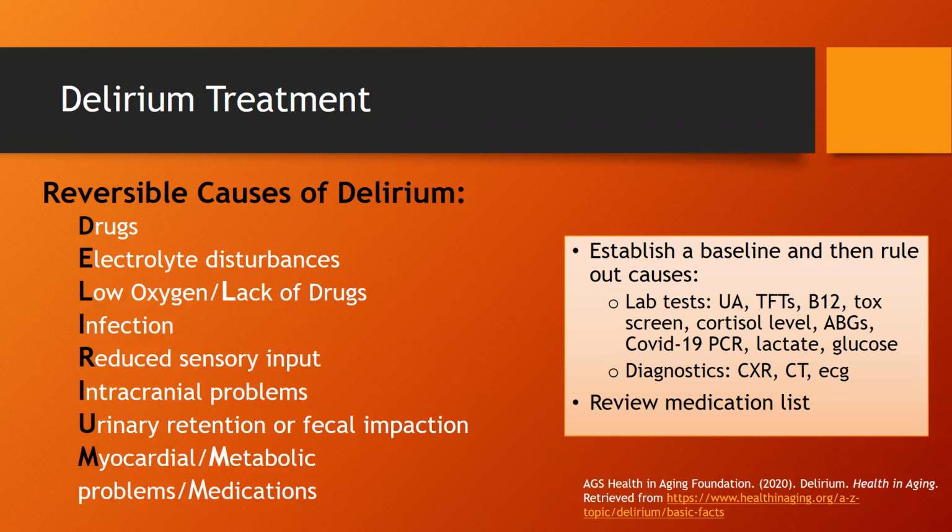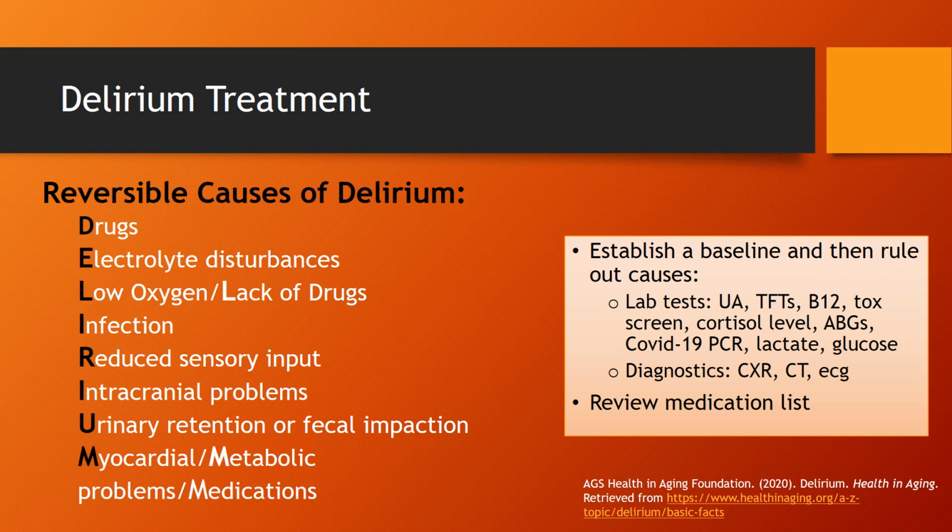And then M, there's a lot of features for M. So myocardial, metabolic problems, and medications. So your myocardial or pulmonary problems could include arrhythmia, worsening heart failure, COPD, medications. Again, nearly 40% of delirium cases are caused by medications. So we want to evaluate that.